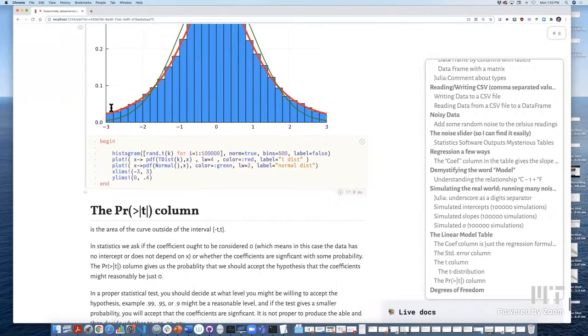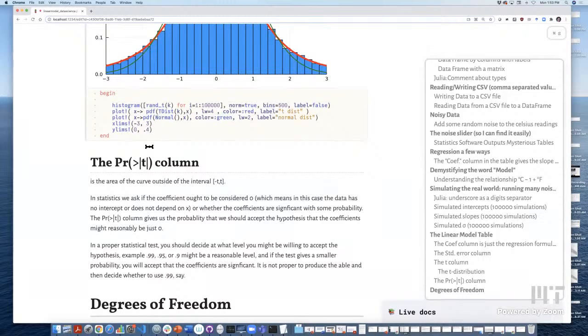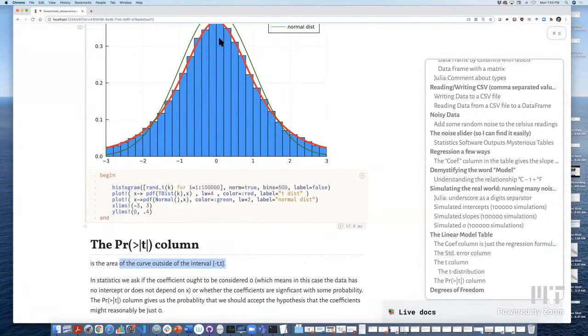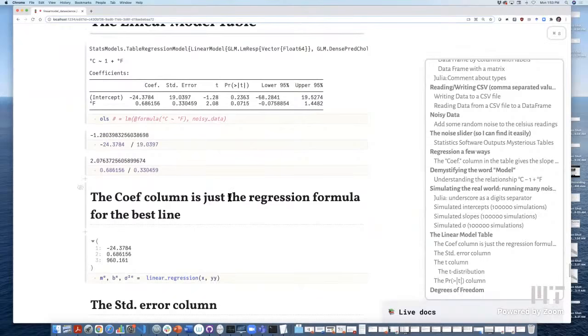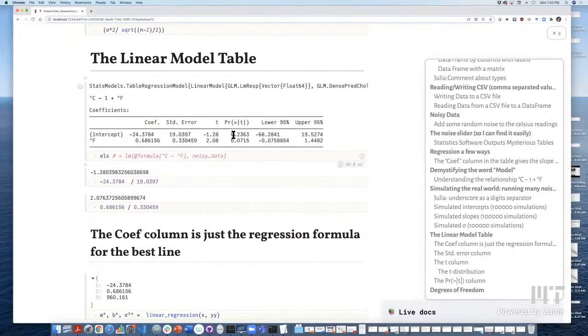So that leads us to the probability being greater than the absolute value of T. That next number in our table is literally the area under this curve, whether it's the green or red curve, it doesn't matter much to me. It's theoretically the part under the red curve that is outside of the interval minus T to T. Now, what is the meaning of that one? Well, basically, the meaning is that it's kind of the probability that these coefficients could have actually had a good chance of including zero.